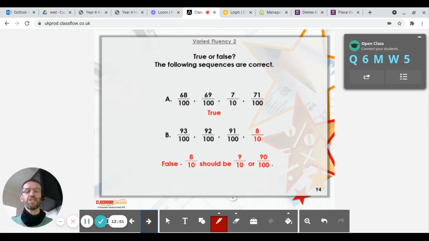It should be 9/10 or 90 hundredths. So this one is true, but this one is false.